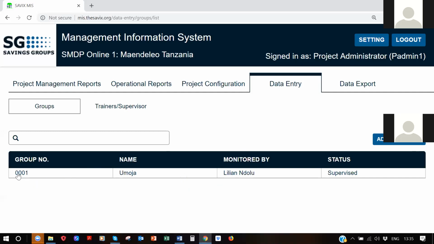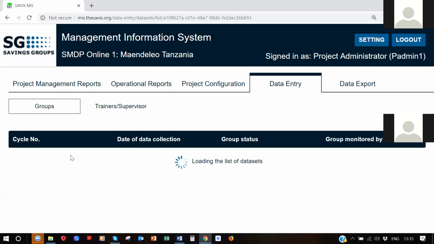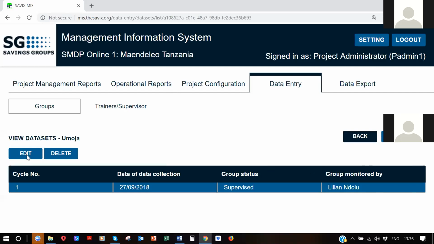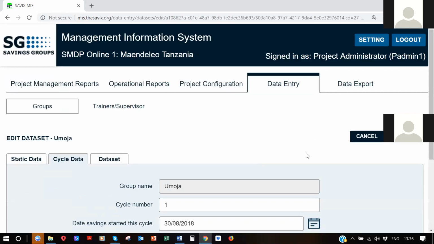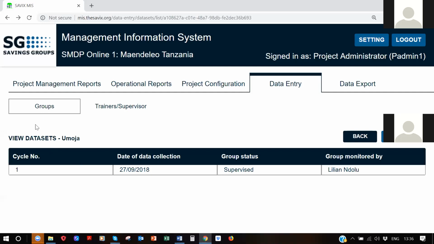Okay, so now I have my first group. Now notice, on the left-hand side, the system has automatically given a number to this group. It's called Umoja. Okay, the system gives the number. You don't give the number. And if I wanted to change anything, I would click on it. Okay, and I could view the data sets here. So I would then click on Edit. And there's my data set. Okay, I'm going to cancel that.